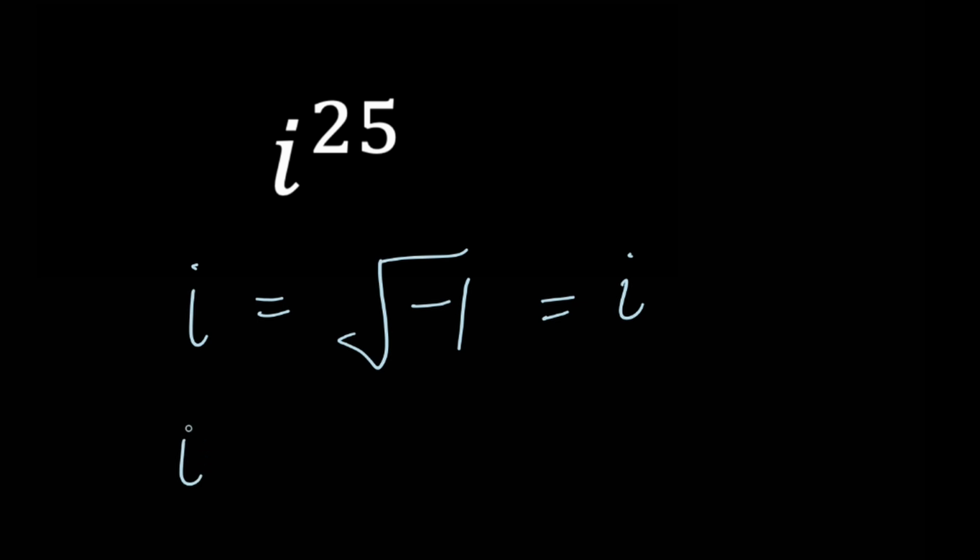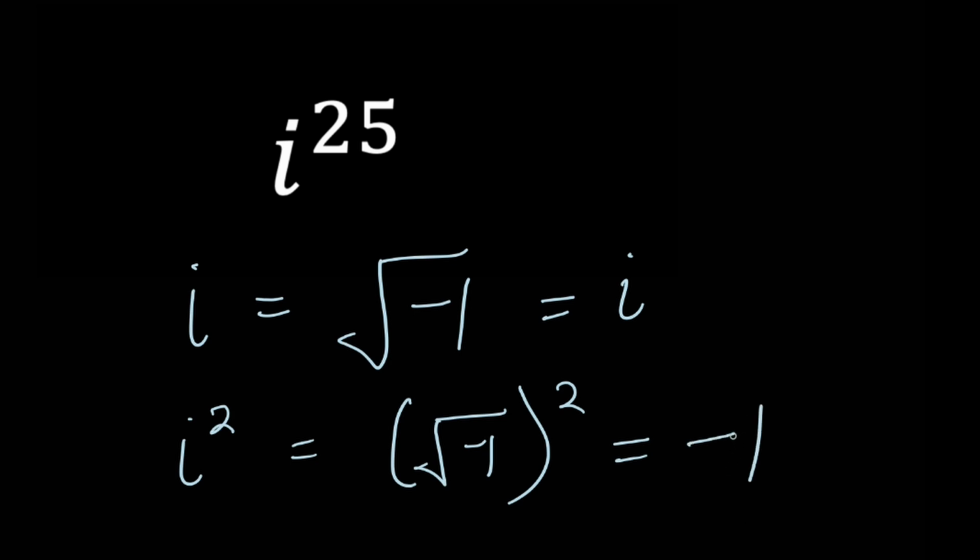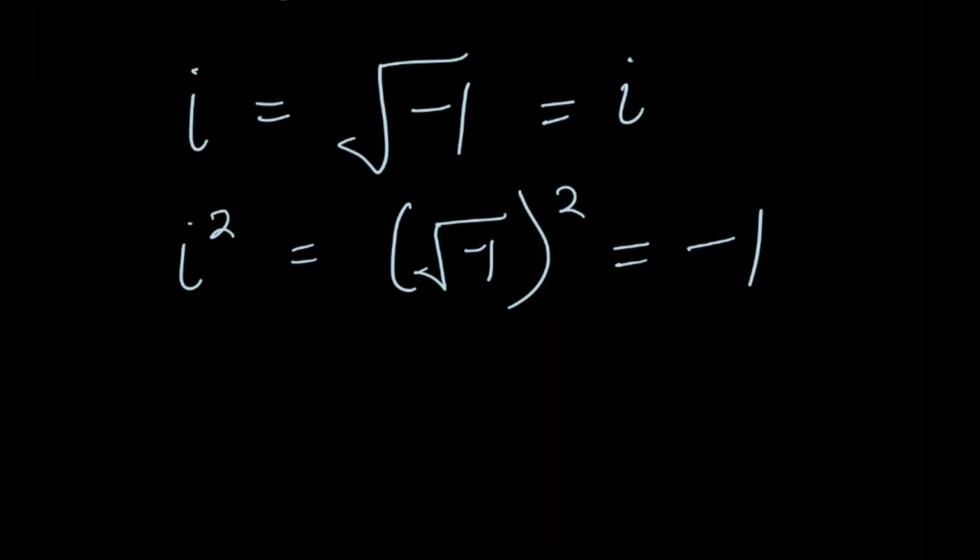So then what will be i squared? So i squared will be the square root of -1 all squared, which is going to give you -1 because the square cancels the square root. You see that? Good. So then what will be the value for i to the power 4?